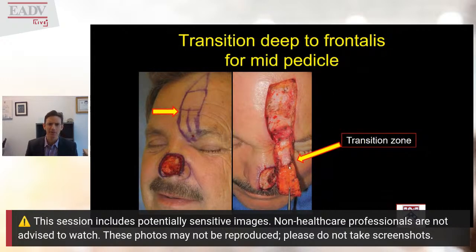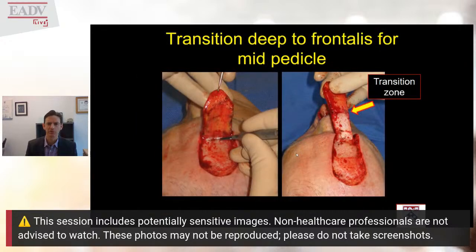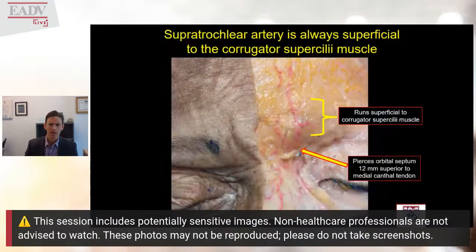After lifting the templated portion off the frontalis, we will then cut through the frontalis at this transition zone and lift the mid-pedicle deep to the frontalis muscle. So from the surgeon's view, this is what it will look like. Then, as we get to the very base of the pedicle, we will be under the corrugator supercilii muscle, and the supratrochlear artery always runs superficial to the corrugator supercilii muscle.